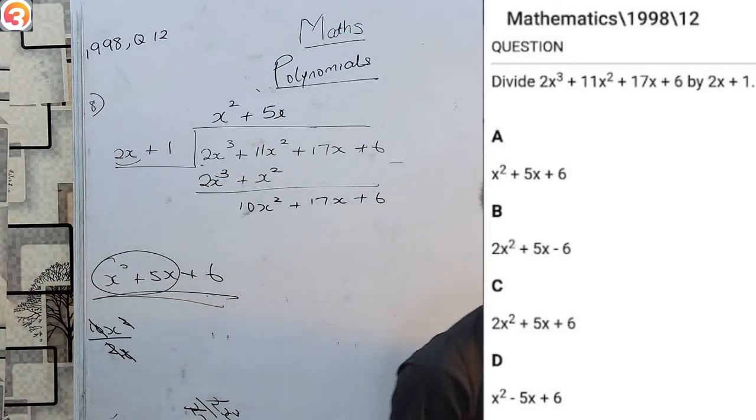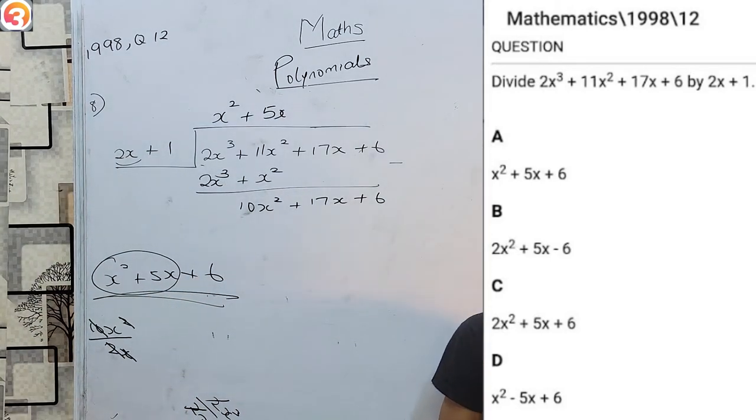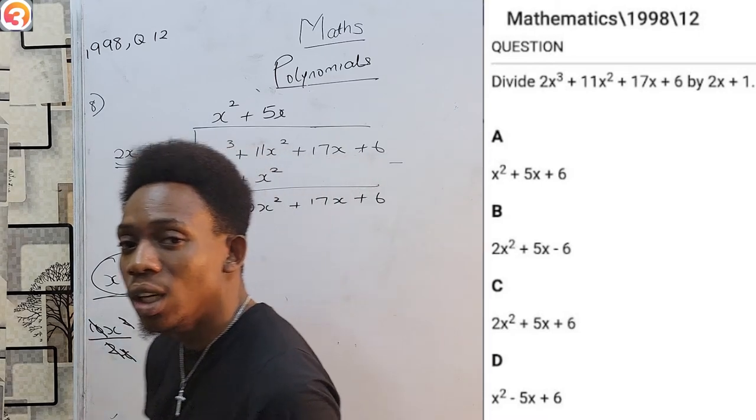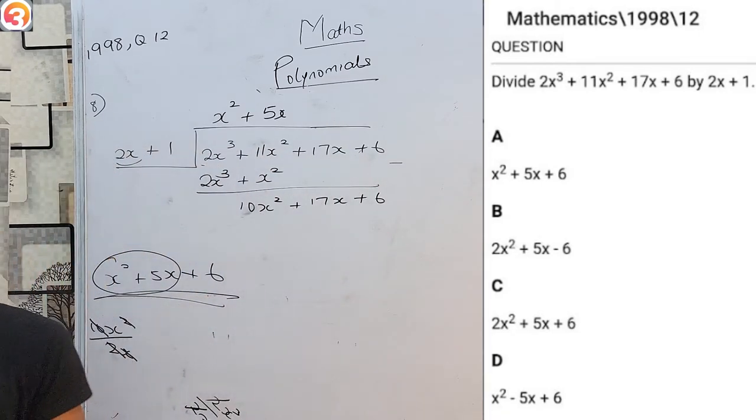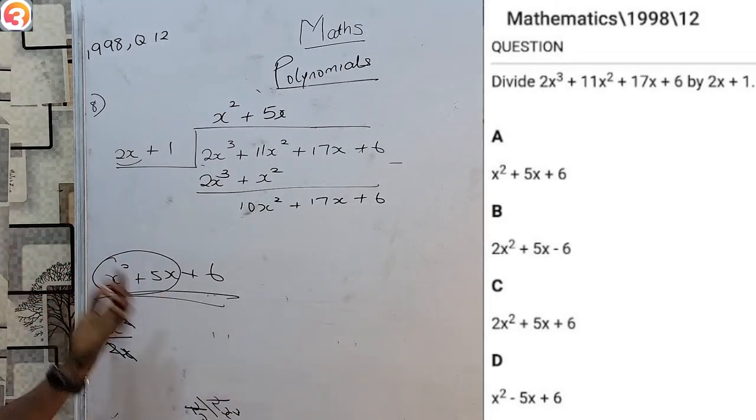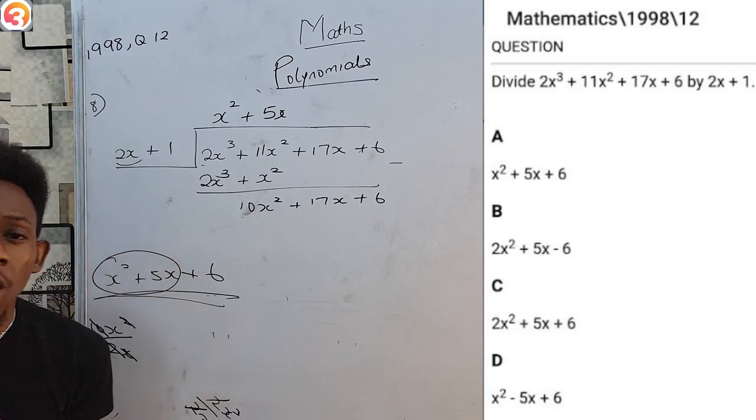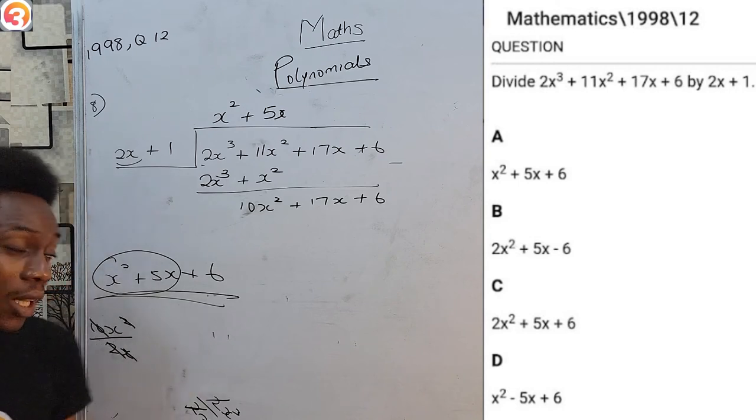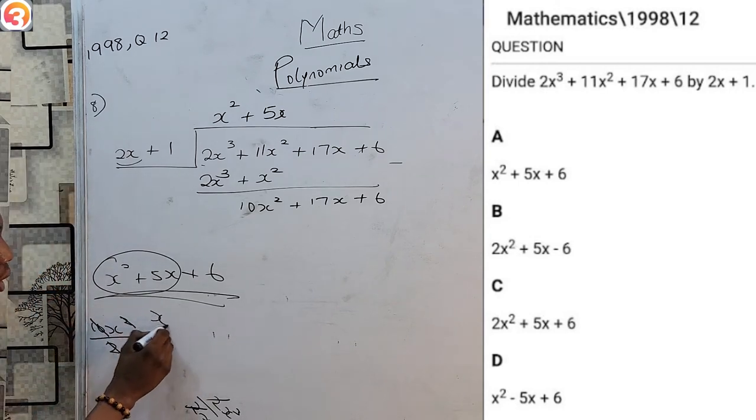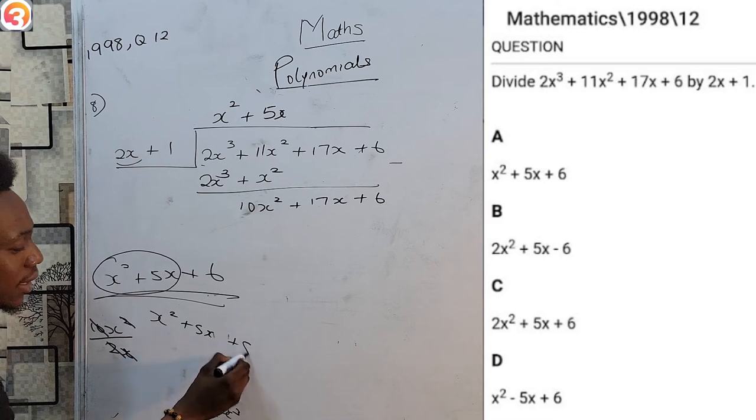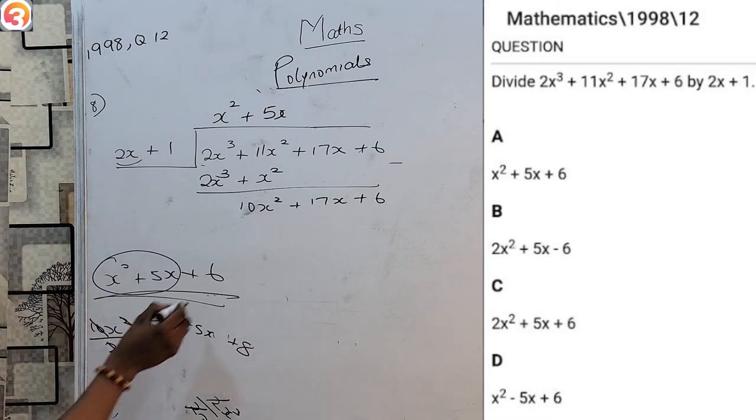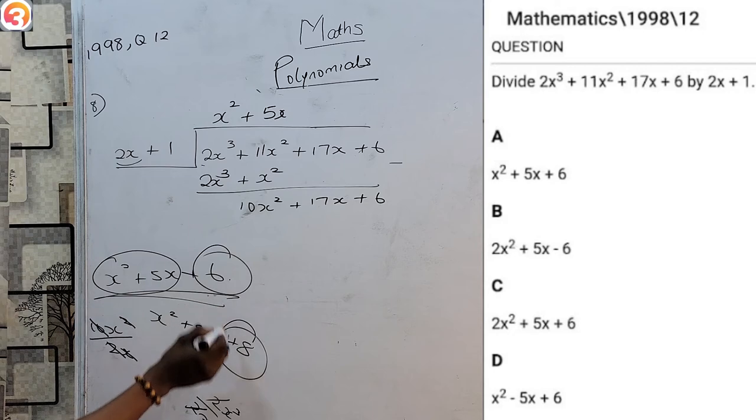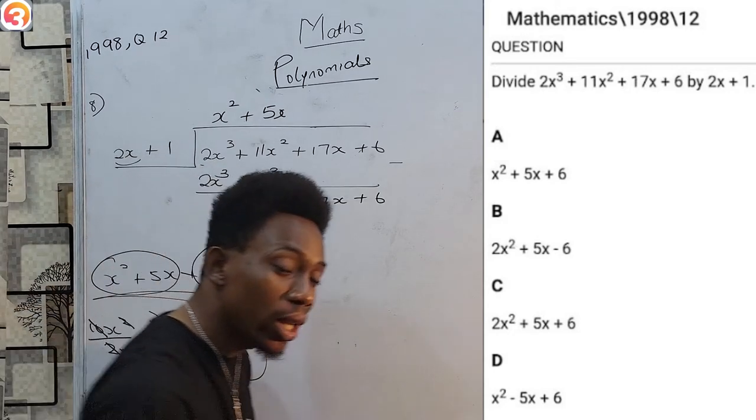And this is what I keep on emphasizing in JAMB. When working with JAMB, always look at your options. Don't oversolve. Don't solve more than you have to. This was obviously going to be my answer, because even if I finish and I get the plus 6, it will not change anything. Only one option has these two parameters. Except another option was maybe saying x squared plus 5x plus 8. Then I would have to solve until I get my third term to compare 6 and 8 to know which is correct. But JAMB doesn't want to stress you that much.